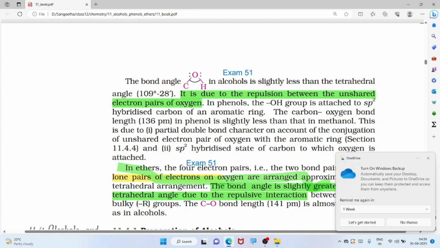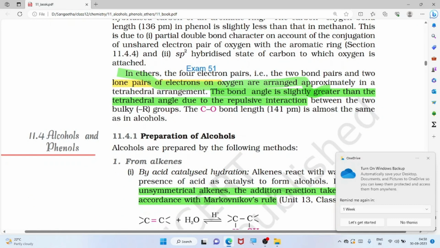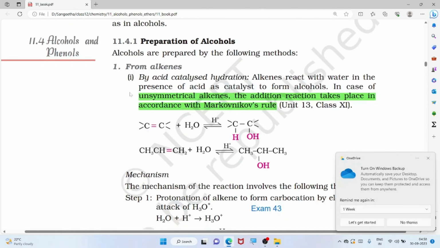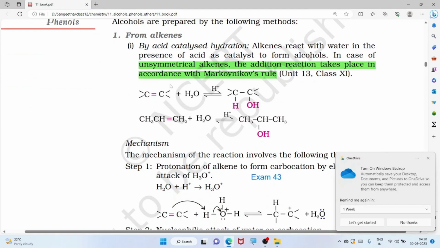Here this is for the alcohol. For the ether, this is slightly greater than that. You can go through the reason why the bond angles are different. Preparation of alcohols.